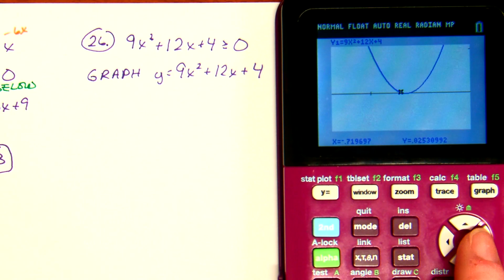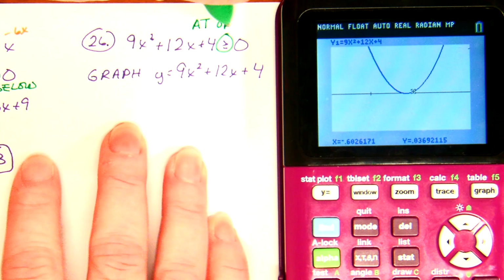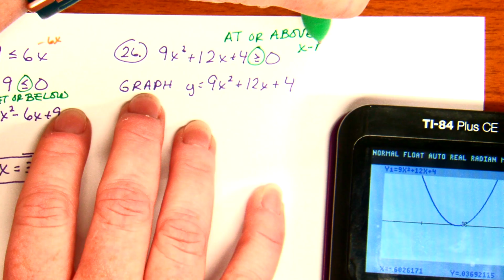Okay. If I trace now that I'm in here, watch those y values. Does it ever go down below? My y values never go down below, do they? So, what is this question asking? Greater than or equal to says what? Where is it at or above the x-axis?